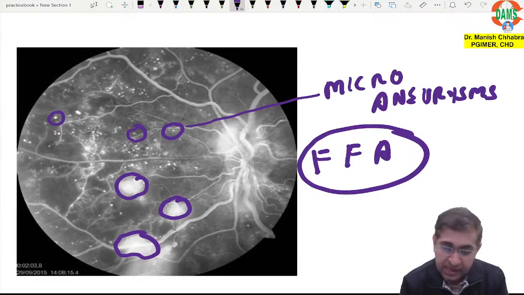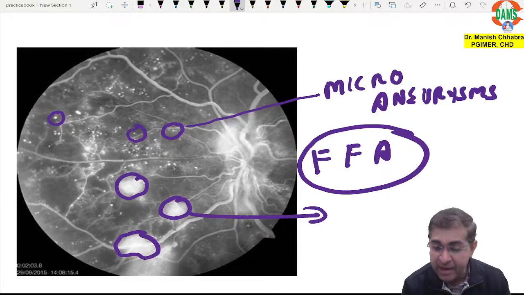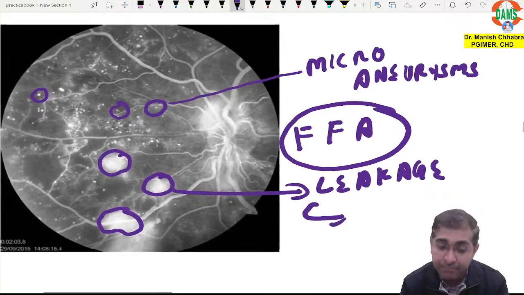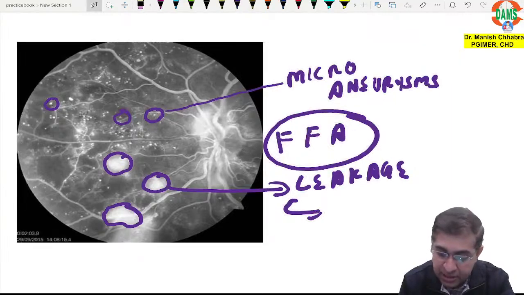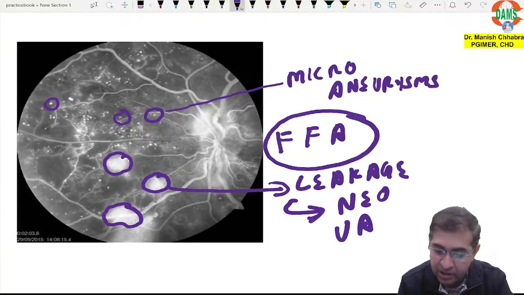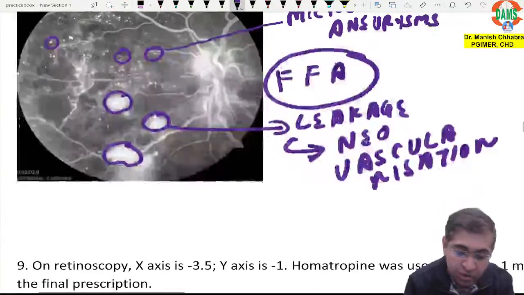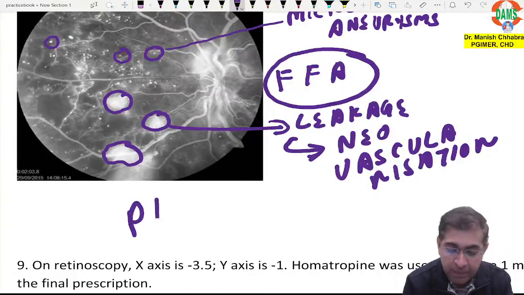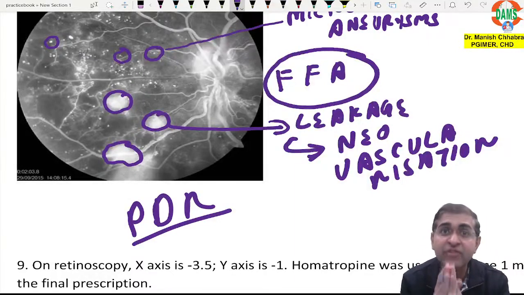Yes, you can appreciate that there is a hyperfluorescent area. This hyperfluorescent area depicts that there is leakage of the dye. Now this dye leakage happens to be from the areas of neovascularization. That means this dye depicts to me that these are the areas where there is neovascularization. So it is seen in your proliferative diabetic retinopathy. So this fundus fluorescein angiography is of proliferative diabetic retinopathy.